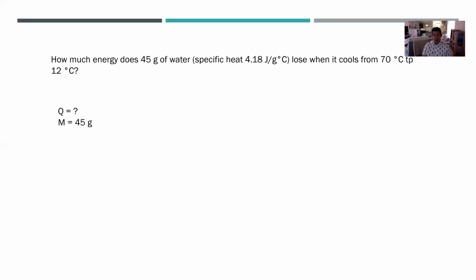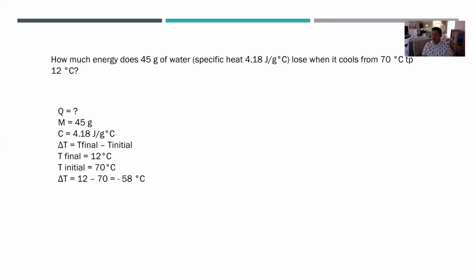Q, we don't know. M, 45 grams of water. C, 4.18 joules per gram degree Celsius, which was given to us in the question. Delta T, T final minus T initial. What's the final temperature? 12 degrees Celsius, when it cools from 70 degrees to 12. What's the initial temperature? 70. So when we do delta T, it's final minus initial. 12 minus 70, we get negative 58 degrees Celsius.